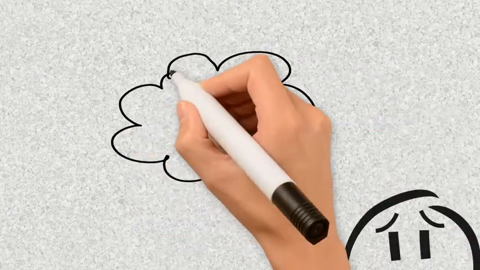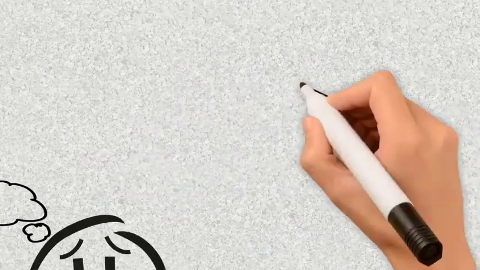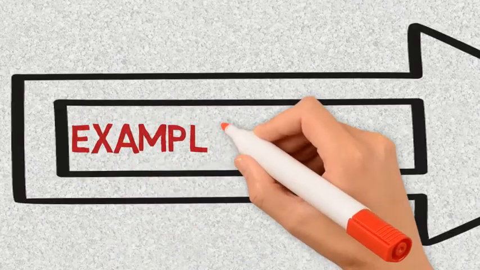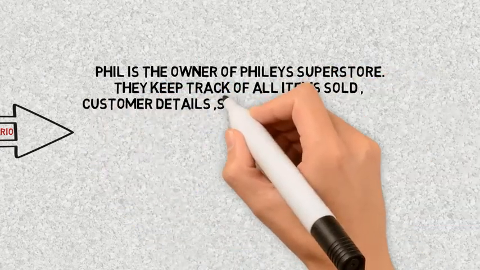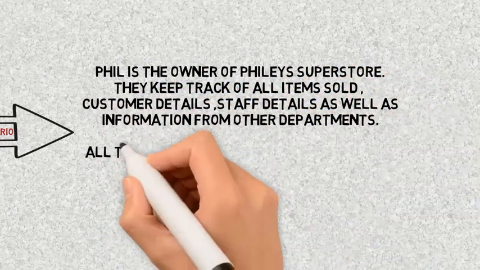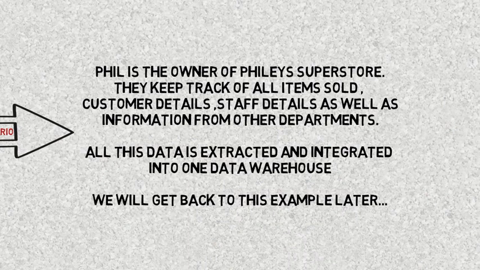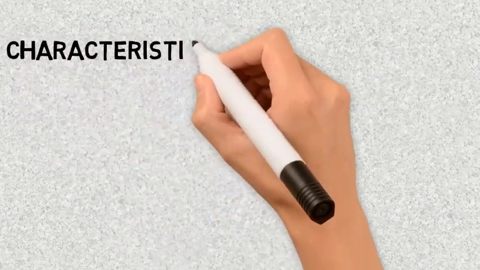Are you still confused? Here's the example scenario. Phil is the owner of Philly Superstore. They keep track of all items sold, customer details, staff details, as well as information from other departments. All this data is extracted and integrated into one data warehouse. We will get back to this example later.